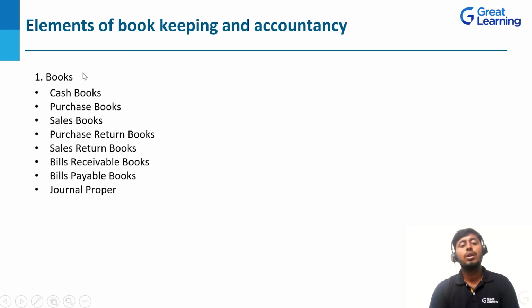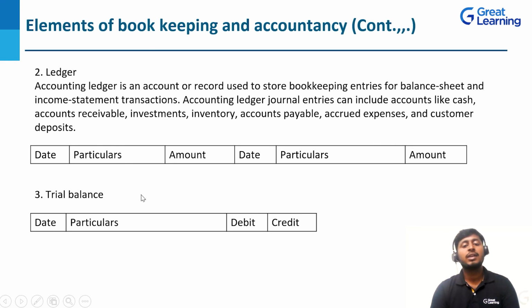So in the books we have 8 different books of accounts. Okay, that is cash book, purchase book, sales book, purchase return book, sales return book, bills receivable book, bills payable book, and journal proper. These are the 8 different books. And next, ledger. Okay, the format of ledger and the meaning of ledger we have discussed, and trial balance. Okay, the format of trial balance also we have discussed.